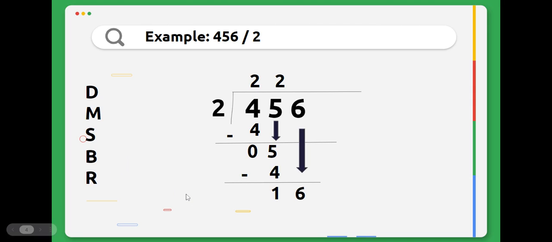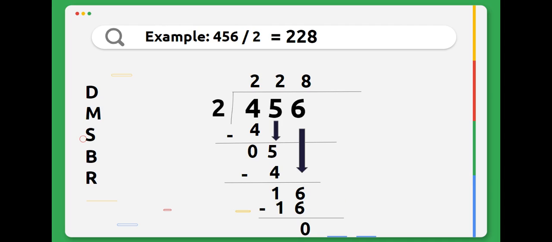16. And Rover says this number here, 16, is bigger than 2. So go ahead and repeat. Dad says divide. How many 2's are in 16? Well, I know 2 times 8 is 16. So mom multiplied. Sister's going to subtract. 16 minus 16 gives us 0. Brother says, I don't have any more to bring down. And Rover says, the number's lower, so I don't repeat. And there's nothing there, so there's no remainder. So our answer is 228.